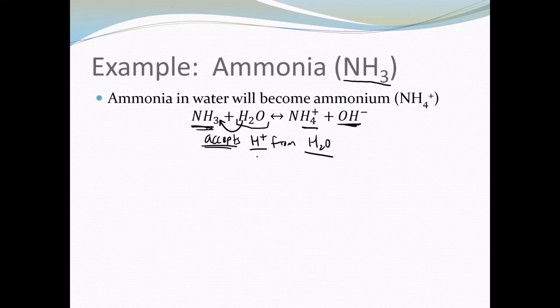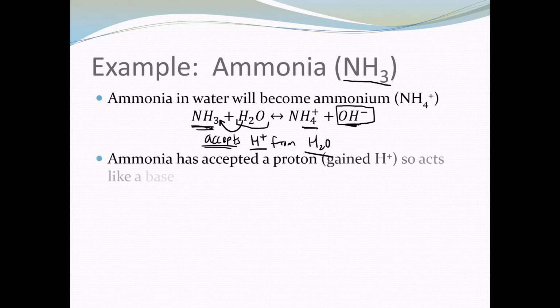Now, as a result of that, when it accepts the hydrogen ion, the water does get turned into OH minus. So there are hydroxide ions present when ammonia comes into contact with the water. But the ammonia itself does not release the hydroxide ions. The ammonia takes a hydrogen from the water and forces the water to become hydroxide. Okay? So to recap that, the ammonia has accepted a proton from the water and forces the water to become hydroxide. The fact that it accepts a proton is what defines the ammonia as a base. Okay, so ammonia has accepted a proton, so it acts like a base.